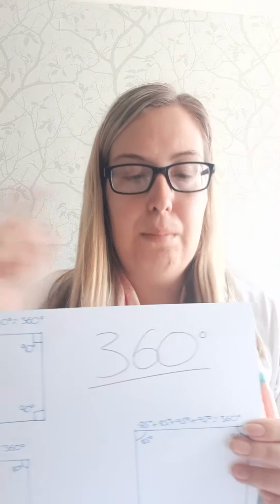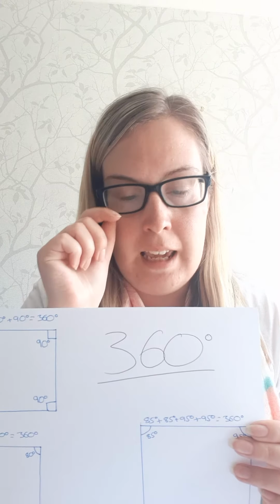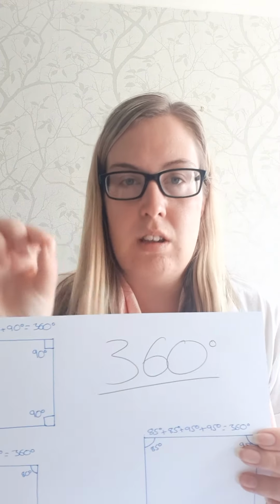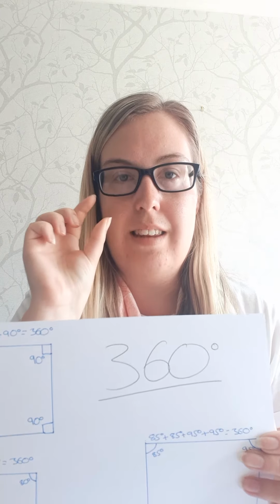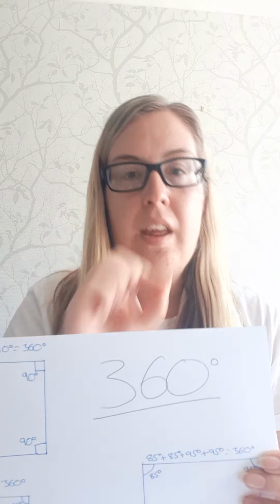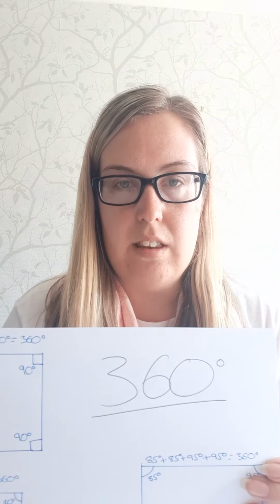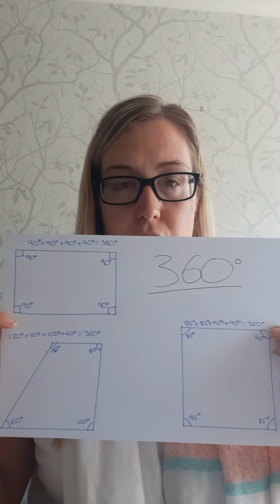Even though my angles on this one are all different, I add them all together and I get 360. If when you add them up, you do not get 360, something has gone wrong and you need to go back to the beginning and look at the angles that you definitely know and try and work it out again to check. Okay?